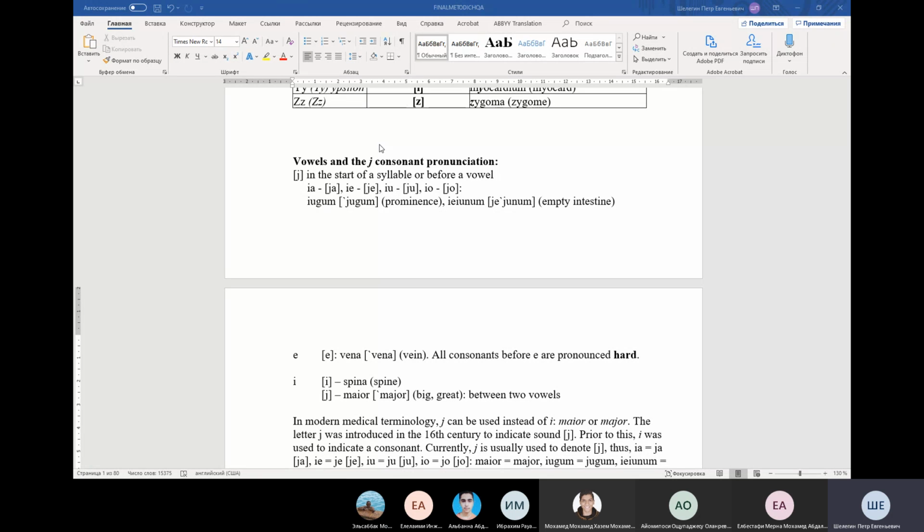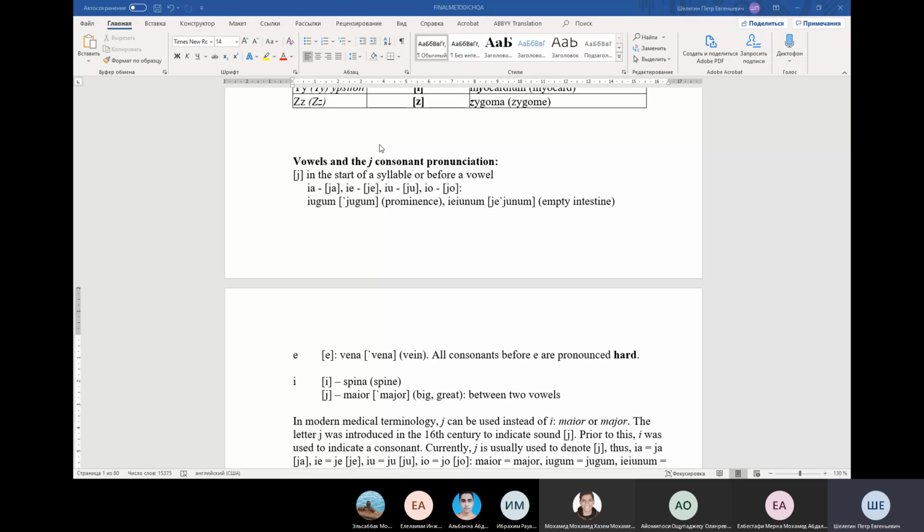So the thing is, in Russian language, are you having the lessons of Russian or not? Or will you be having lessons of Russian? Yes, we will be having lessons of Russian.